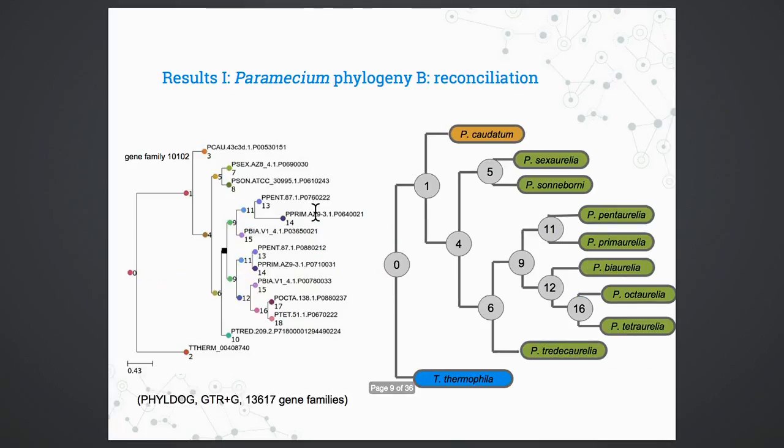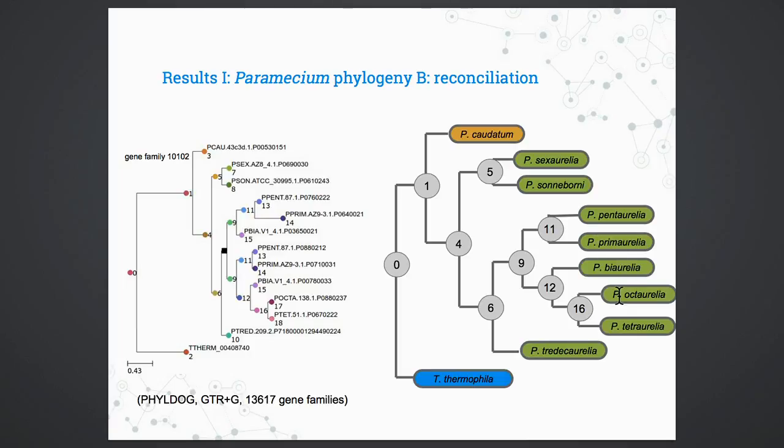Just to save some time, I'm going to show you one. Here on one side, I'm showing a specific gene family for which we know which nodes correspond to duplication and which node corresponds to a speciation event. And on the other side, we have the species tree, which recapitulates some of the findings of previous research and things we expected. For example, Pentaurelia and Primaurelia are closely related, and so are Octaurelia and Tetraurelia.